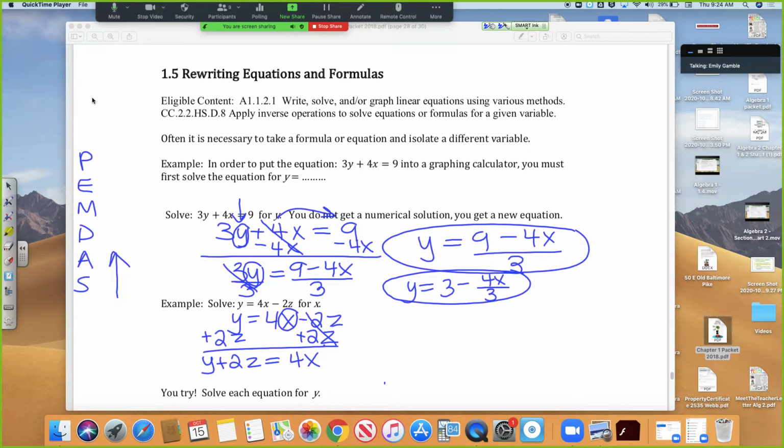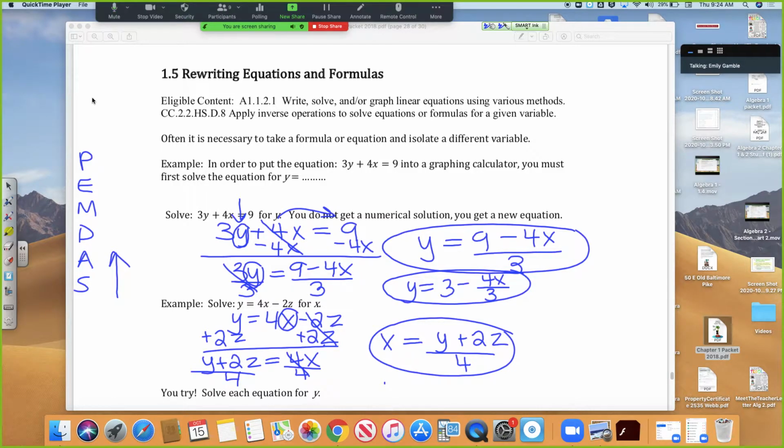What's the last thing I would do to solve this? To get rid of that 4 in front of the x. Yes? Divide by? Yes. All right, when I divide everything by 4, I'm going to get this weird answer as my answer. Y plus 2z over 4, and it's right. The answer is x equals y plus 2z over 4. So this is the answer.